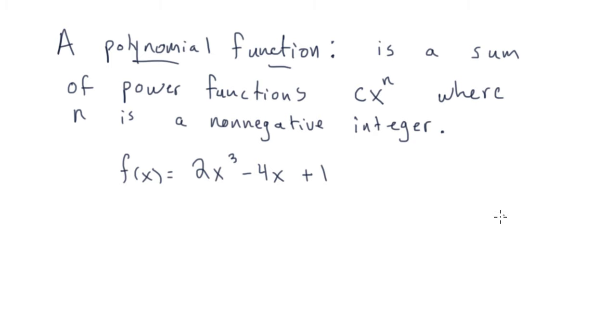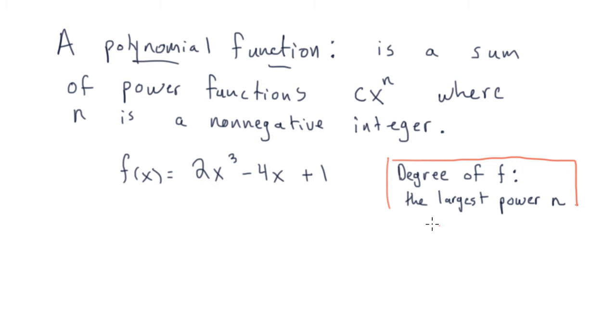Now there's a couple important things that we need to identify about a polynomial function. So the degree of a polynomial function is the largest power n. So in our example, let's identify the degree. So the degree is supposed to be the largest power of one of the terms, and notice that here that example is 3. So this example is a degree 3.